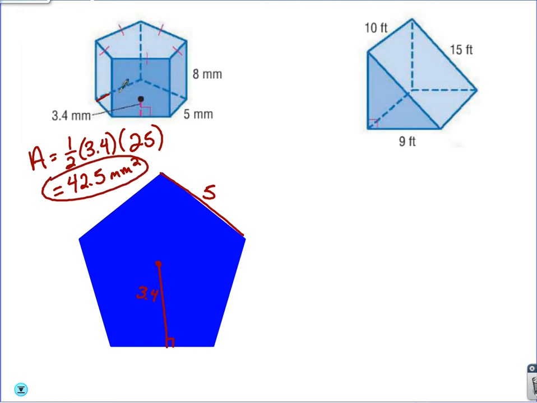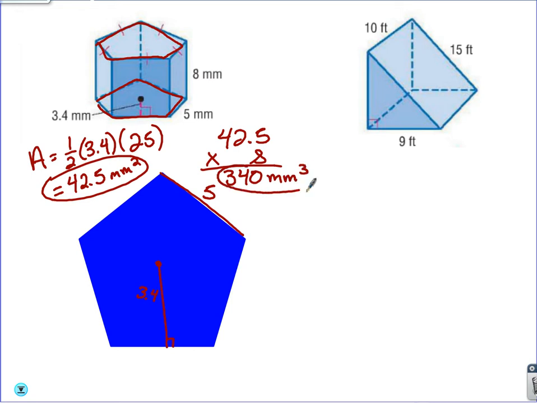Since the bottom base is the exact same thing as the top base, it's a prism. And all we have to do is take that area of the base, 42.5, and multiply it times how tall it is, and you've got your answer. 340. 340 cubes it would take to fill that.